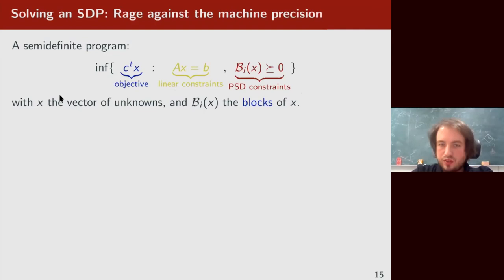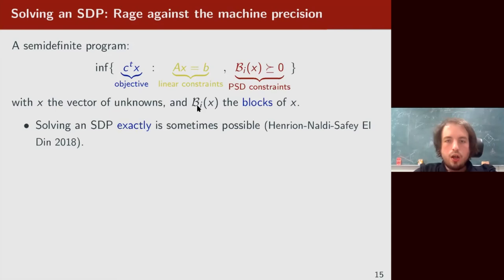Basically you give this to the computer and the computer will give you some solution of this problem. You have some vector X that you want to find, and that has to satisfy some linear constraints and some PSD constraints. You have really two kinds of constraints. But in general, solving this exactly is very hard. There are some approaches to do that, but this only works for very small examples, and the examples we want to consider are much bigger. We have many, many variables.